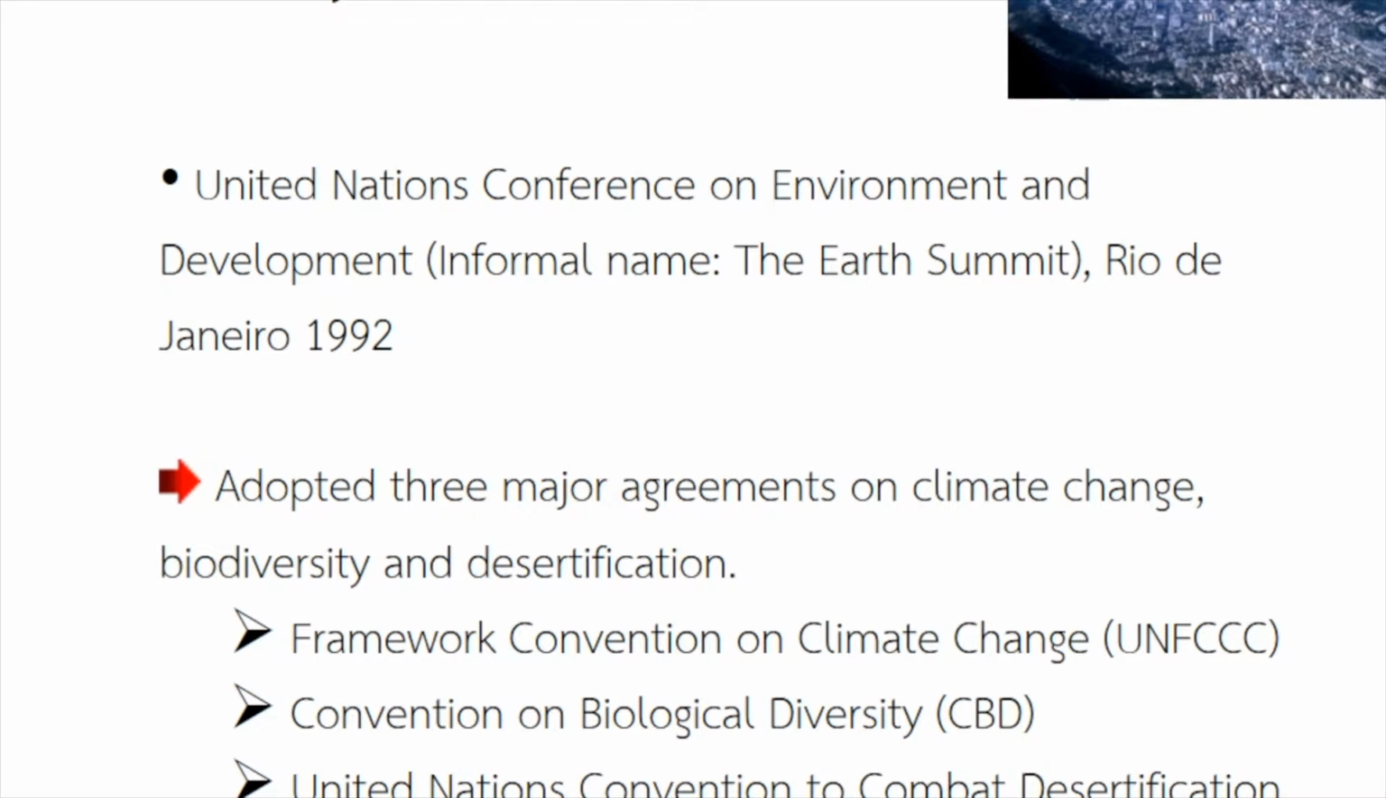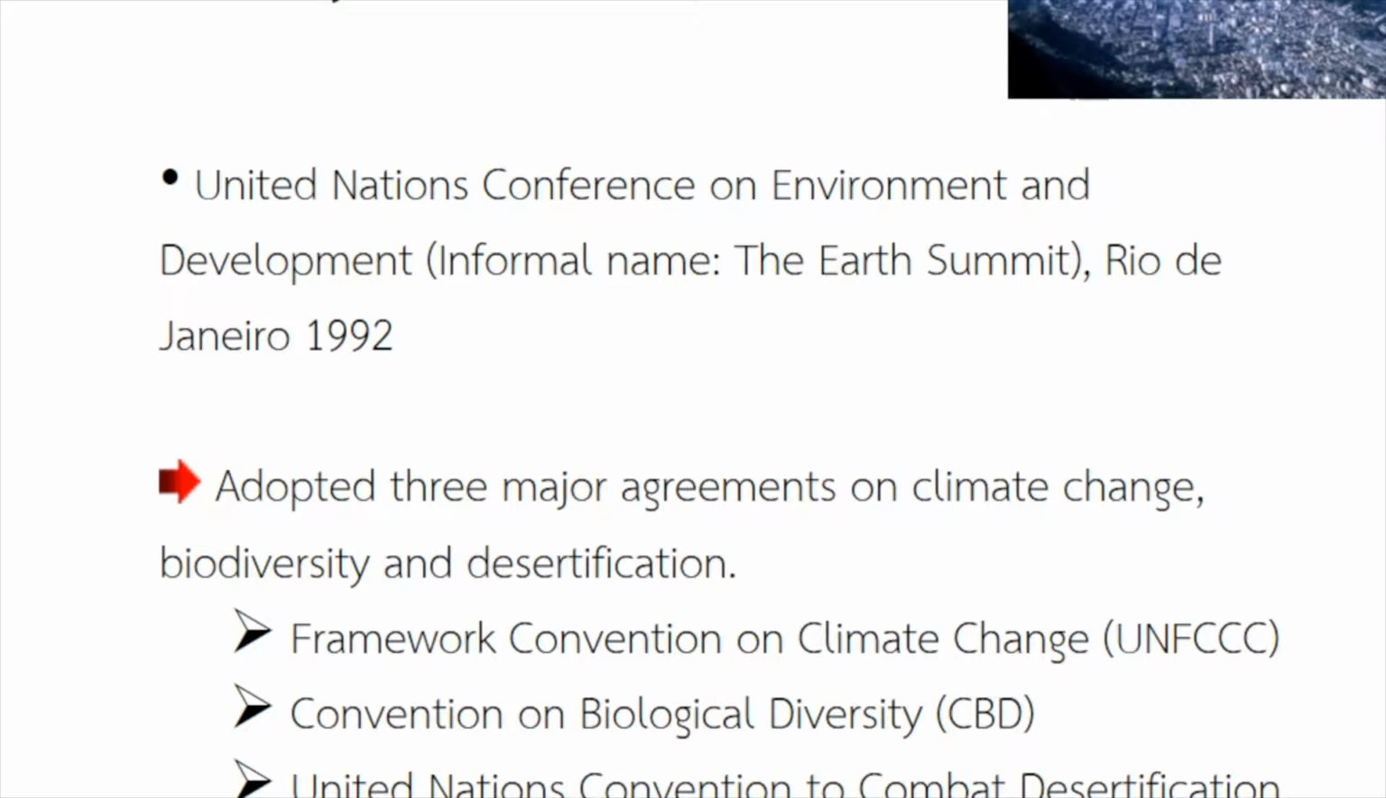In 1992, the United Nations organized a conference in Rio de Janeiro, Brazil, the so-called United Nations Conference on Environment and Development, which is also informally known as the Earth Summit. The governments of 172 countries participated in this conference, with 116 governments sending their heads of state or government. Furthermore, some 2,400 representatives of non-governmental organizations attended.